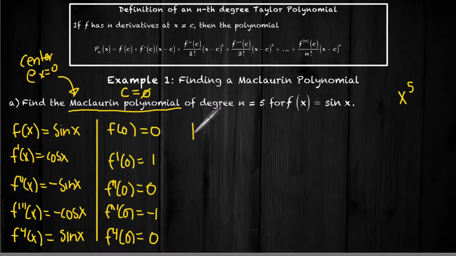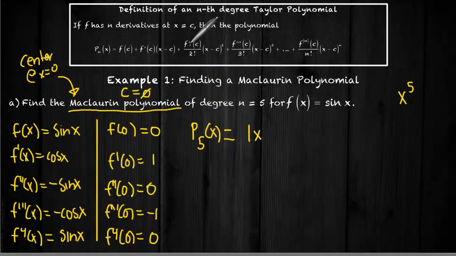So we're going to call this P5 of x, which is a 5th degree polynomial, meaning our last term has to be x to the 5th. Now it doesn't mean that there's 5 terms. It just means that the last term must have x to the 5th as its power. So let's plug in. F of 0 is 0, so we don't write anything down for that. F prime of 0 is 1, so our first term is going to be 1. And then we have an x minus c, but our c is 0, so 1x.